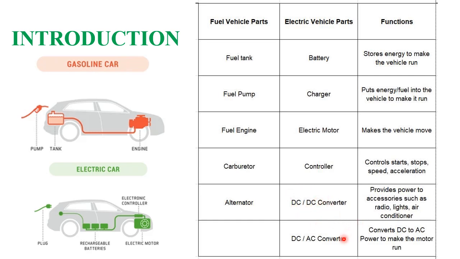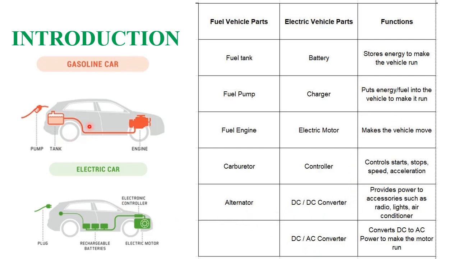Then if you use an AC motor in electric vehicle, you need a DC to AC converter, because the battery stores DC power, and when your AC motor needs AC power, the DC to AC converter plays a major role, right? So these are the most common differences.